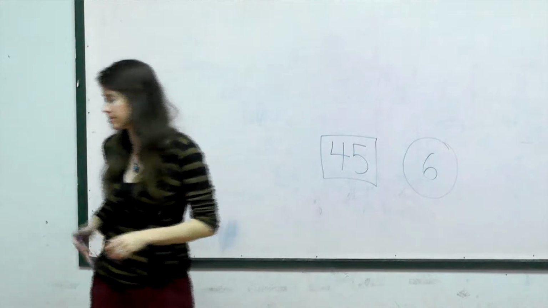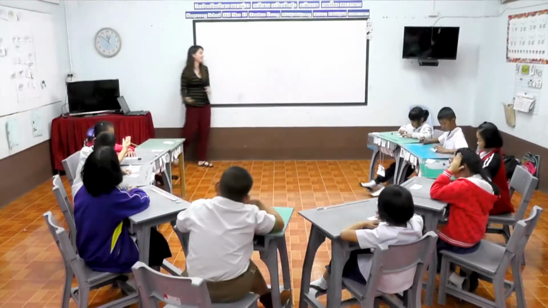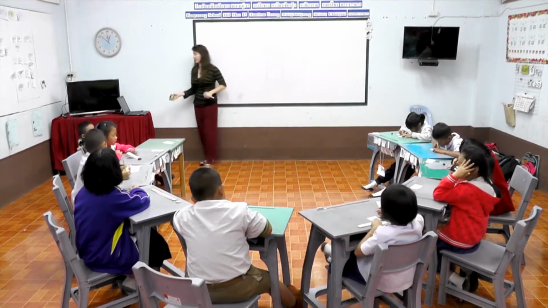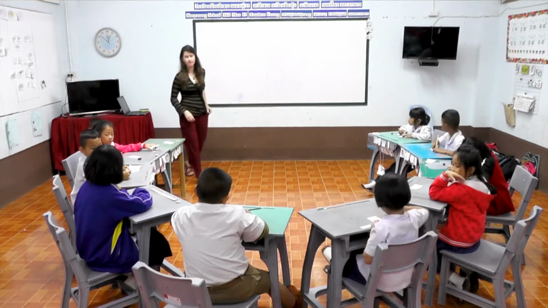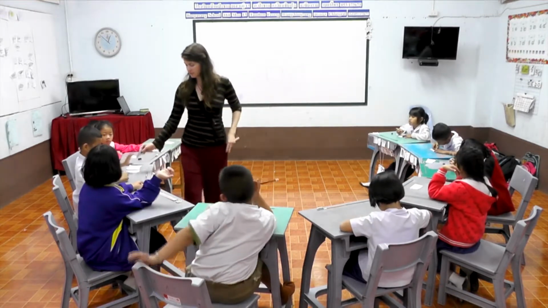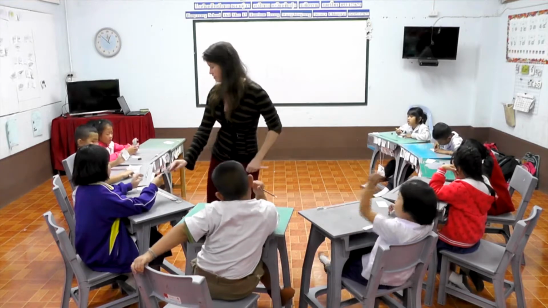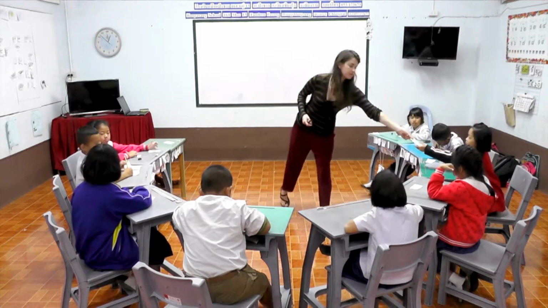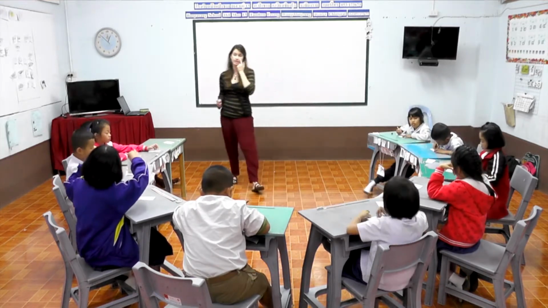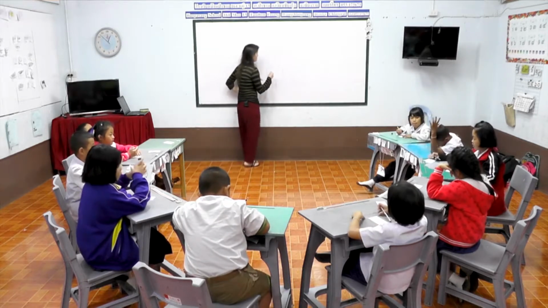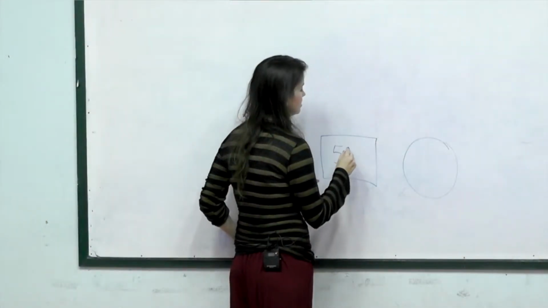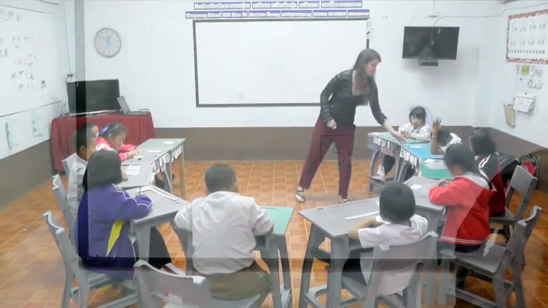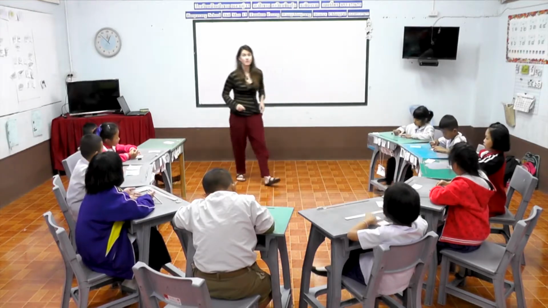Okay, let's do one more. We're going to count by 7s again. Raise your hand if you need more paper. Okay, we're going to go by 7s again. So think about your 7s. You can look on your paper. We're going to try to go to 55, okay? 55. So we're going to go to 55.